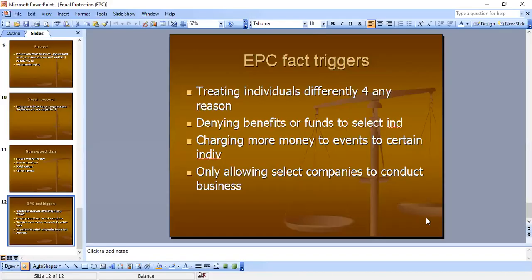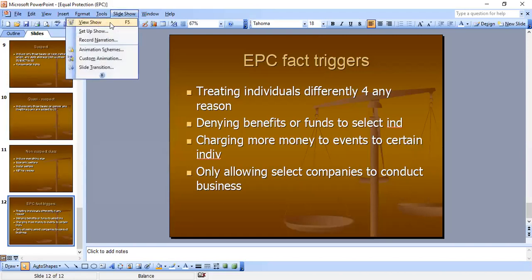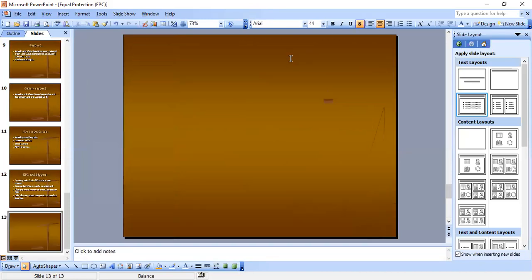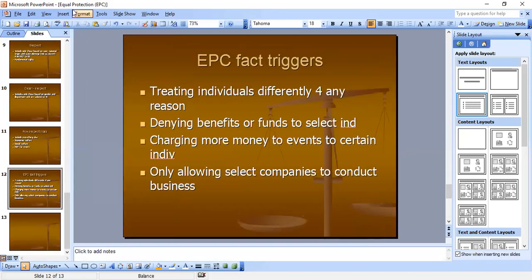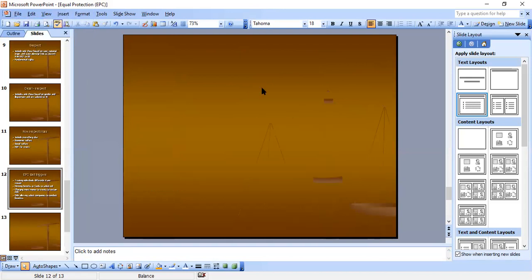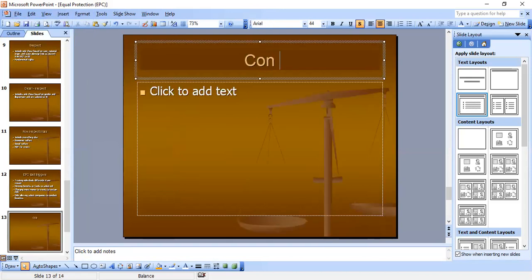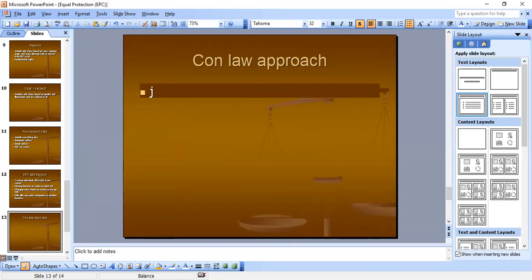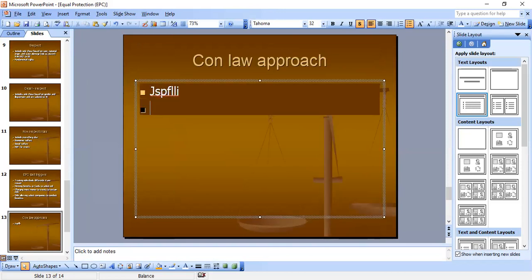Let's go back to my share screen. Now I'm going to make one more slide for you really quick, because I always do this slide and I didn't insert it this time. My next slide is the con law approach. I do this every single one. I don't know why I forgot it on this one. So it's the JSPFLLI. You guys remember that?